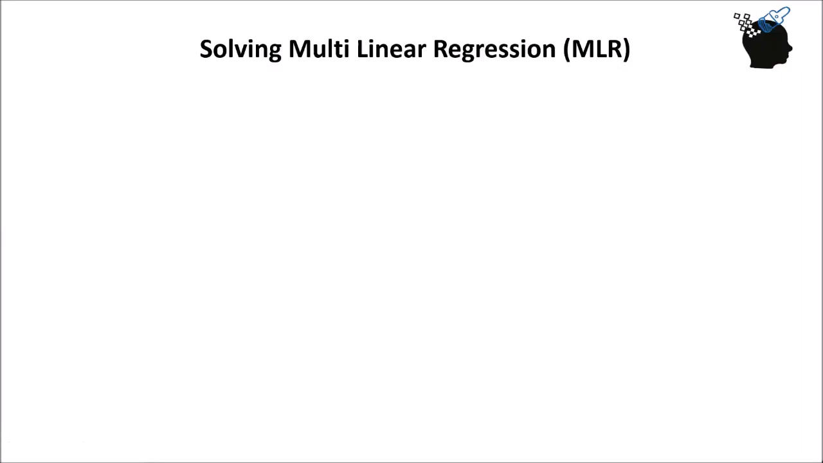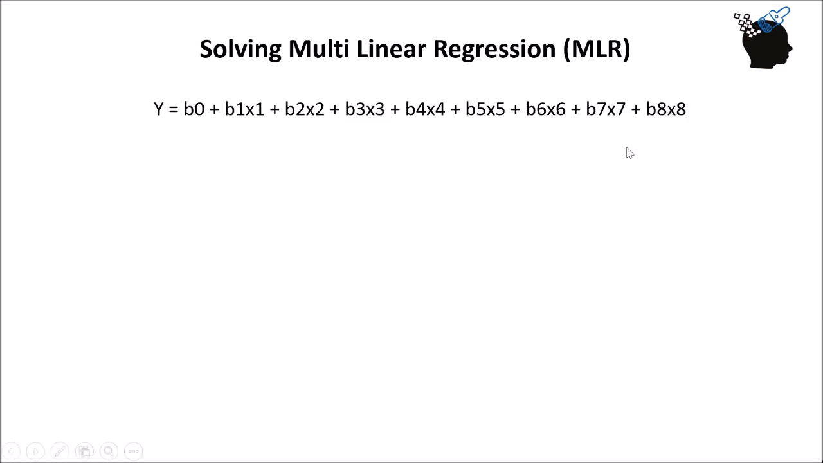Today we'll see how we can solve a multilinear regression, or an MLR equation. An MLR equation is nothing but a dependent variable which we try to solve using a set of independent variables. Before forming the MLR equation, you need to make sure that the independent variables, which are x1 to x8 in this case, are independent of each other. Once you have done that, let's go ahead and see how we can solve this equation.